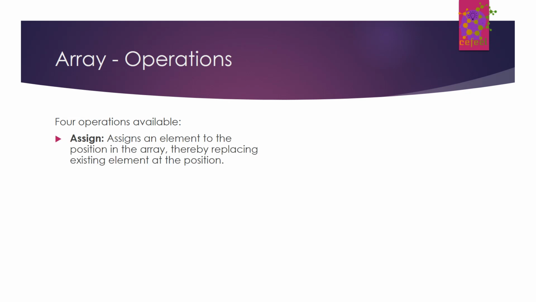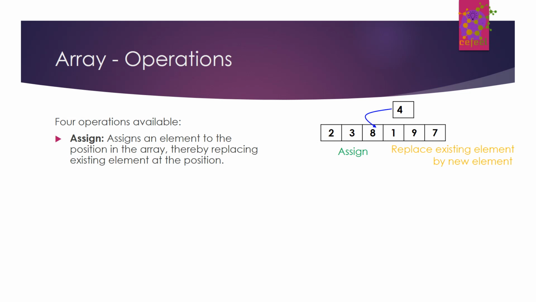First and the most important one is actually the assignment operation. What it does is it just assigns an element to a position in the array, thereby replacing the existing element at that position. So here is an example. Let's say I have an array which has 6 elements, and there is a value 4 which we want to assign to the third position.